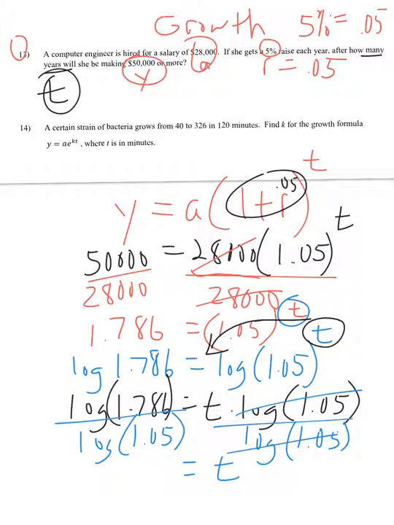So on your calculator, you're going to use your common log button, log of 1.786. Again, I'd hit equals, and then divide by the log of 1.05. And that should work out to be about 11.9 years. If you went to the nearest year, it would be 12 years, which would be acceptable. I like one decimal place on most of these.